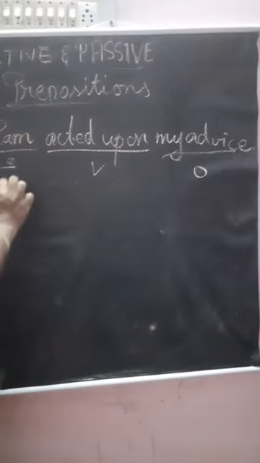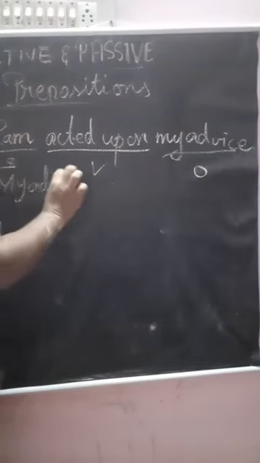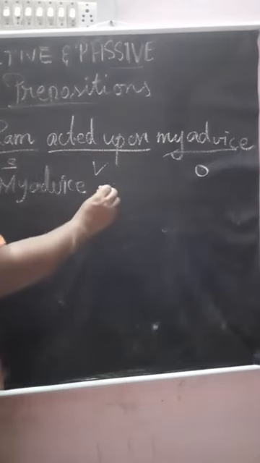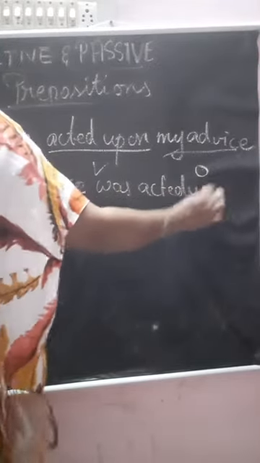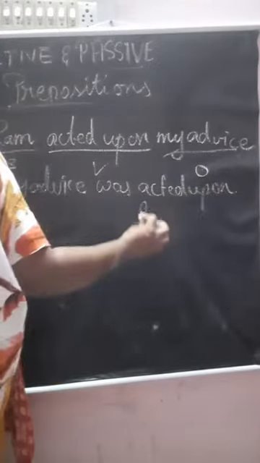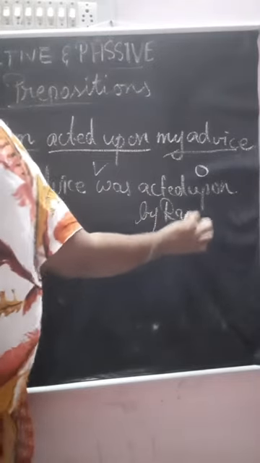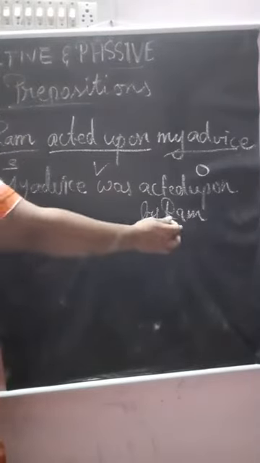So let us change my advice. Acted upon, so it is in past tense. So my advice was acted upon. Then agent by, and then the subject comes to the object place, which is Ram. Names we have to use as they are. I think these examples are a little clearer.